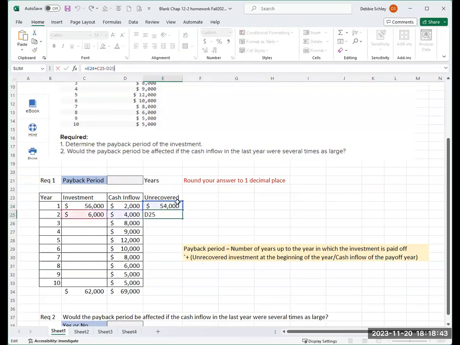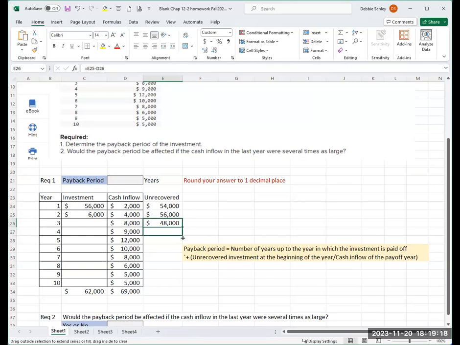Year 2, it's the unrecovered portion of the first year's investment plus the added investment in year 2 minus the inflow that we used to pay back a portion. And now years 3 through whenever it's paid off are going to be the same. So it's going to be the unrecovered minus that year's inflows. And so I can drag that down.